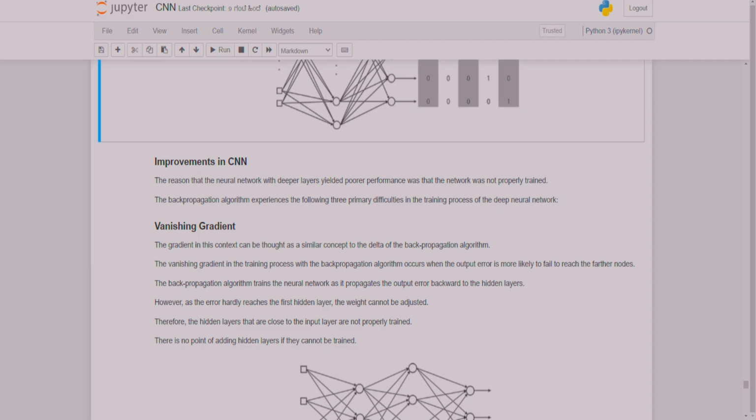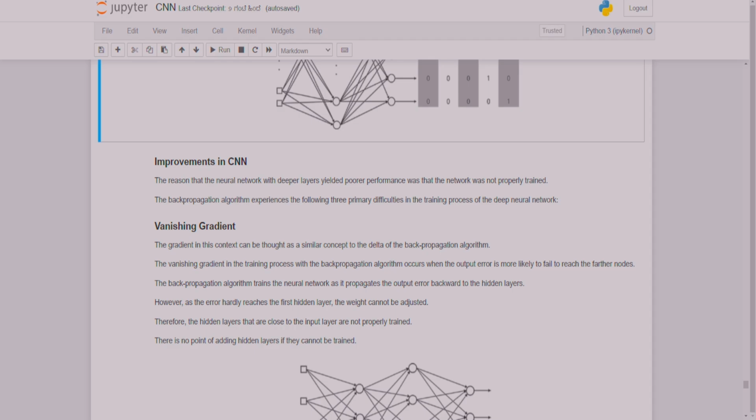So error is propagated backwards. That's fine, right? And the error hardly reaches the first hidden layer. From the final layer onwards, it comes back. Here is the first hidden layer. Before that, I have an input. So as of now, what we understood is that it will not reach.